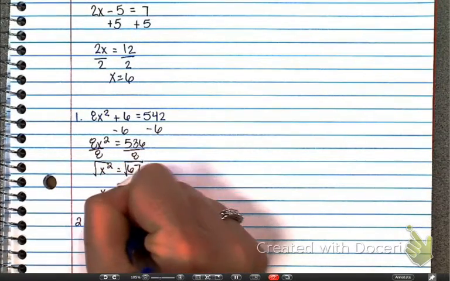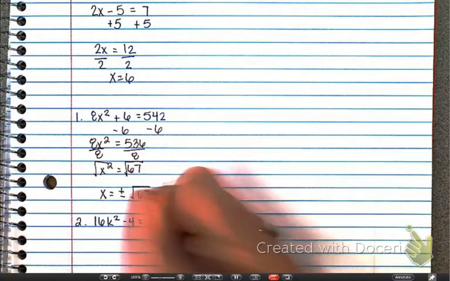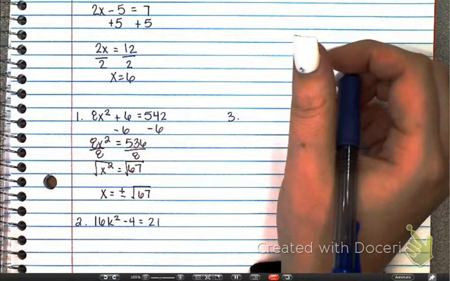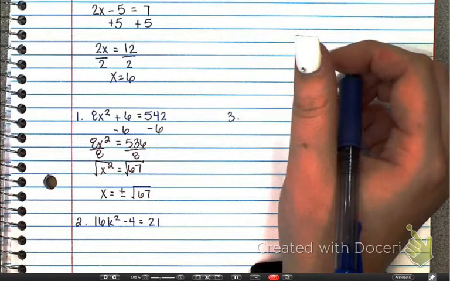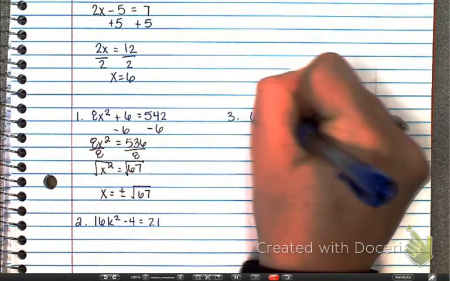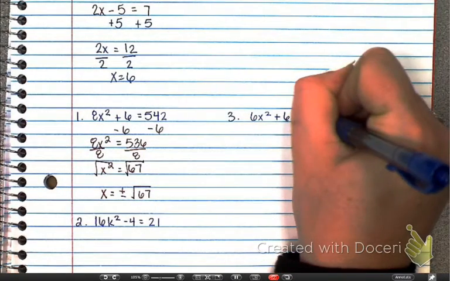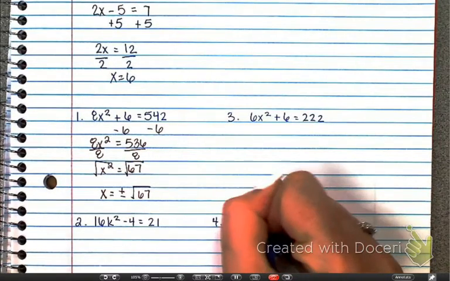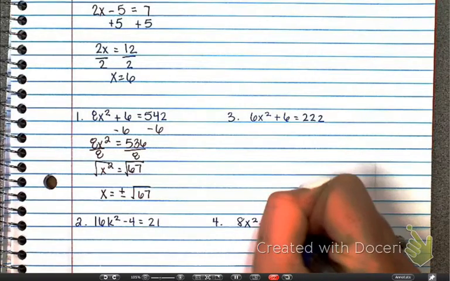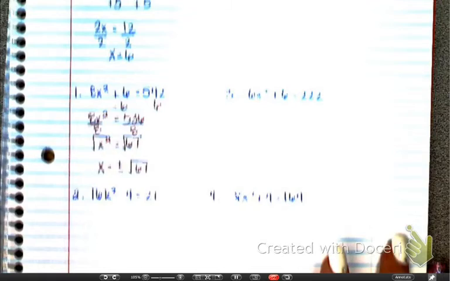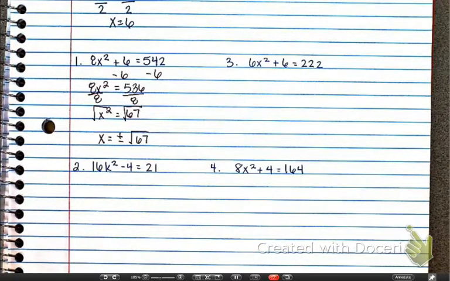16k squared minus 4 equals 21. 6x squared plus 6 equals 222. And 8x squared plus 4 equals 164. Okay, so if we can get through these last 3 same steps, then we'll call it a day for notes.